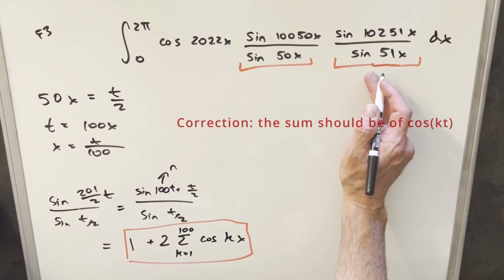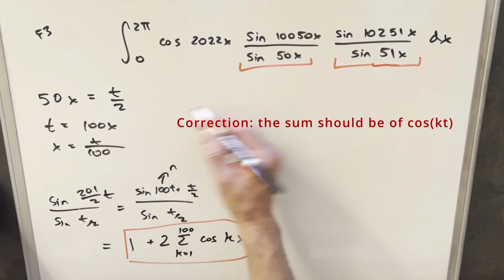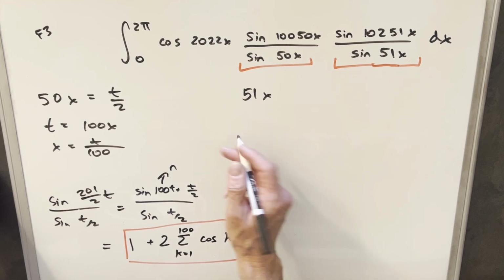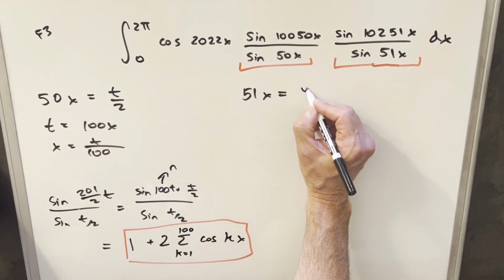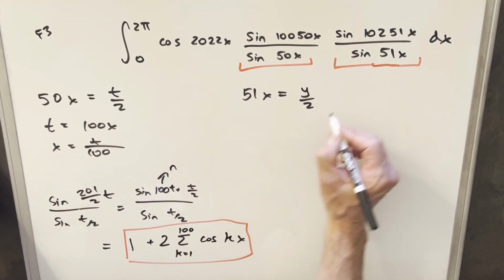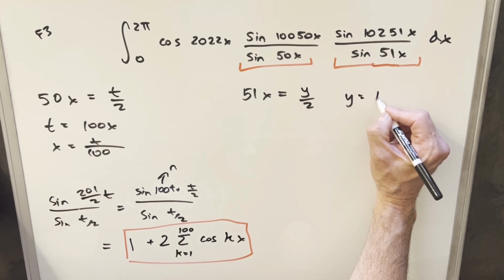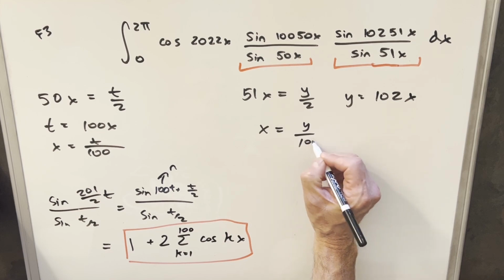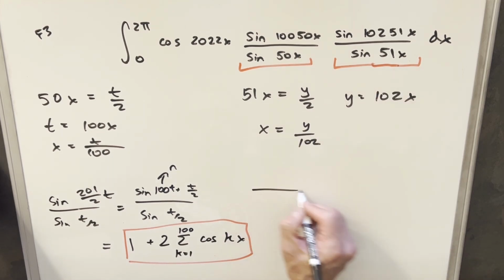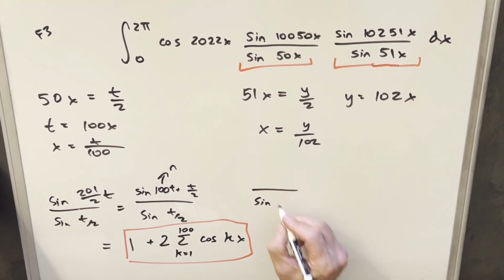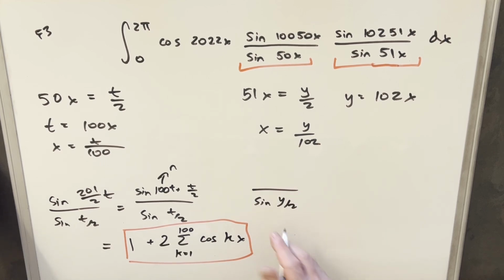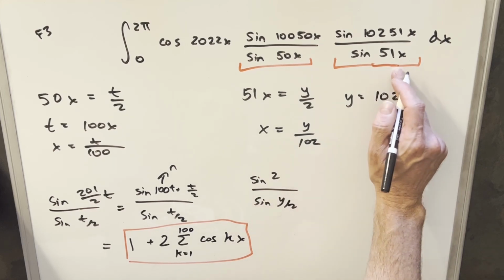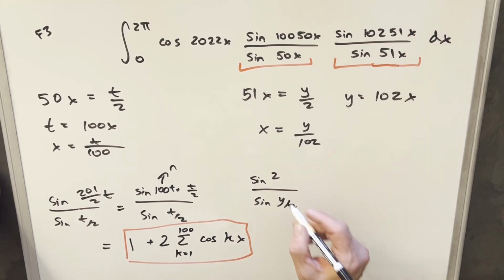And next I'm going to do the exact same thing for this sine of 51x. We'll just substitute for 51x. I'm not substituting into the integral. This is just like an algebra substitution, but I'll use another variable anyway. We'll set 51x equal to y over 2, and then y is going to be 102x, and x is going to be y over 102. So rearranging this, we're going to have this sine of y over 2 in the denominator. And when you do the numerator, it ends up exactly the same way, because when you divide 51 into 10251, it works out the same way.